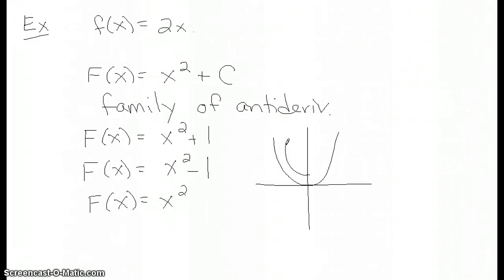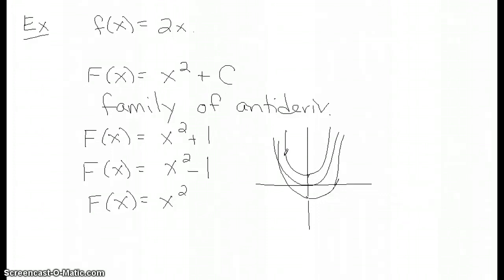Another one would be something like this. Another one would be down here like this, right? Pretend that's better. Maybe I can clean that up for you just a little bit. Not supposed to be loopy down like that. So they're all just vertical shifts of the graph x squared. And that's going to be true in general. The family of antiderivatives here is just going to be vertical shifts of all the same function, right?